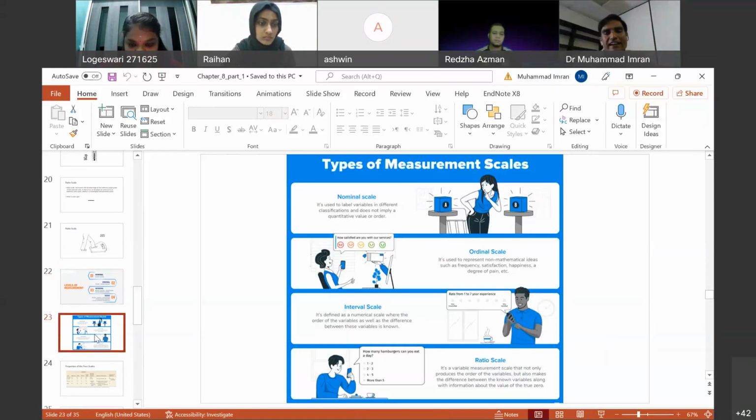Who can read this one? Longeswari, can you read this one? We cannot hear you. Nominal scale is used to label variables in different classifications and does not imply a quantitative value or order. Yes, it's qualitative, meaning it just gives the name.